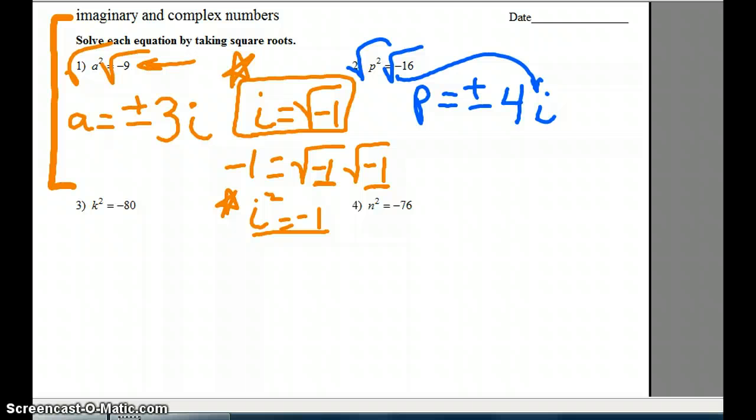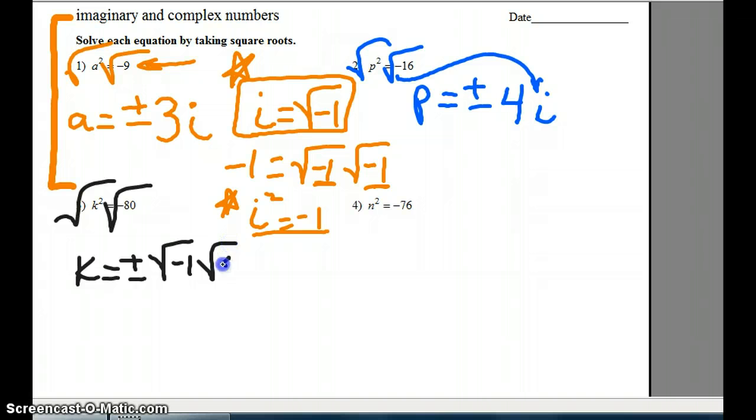Problem number 3, take the square root, I get k equals plus or minus. Think of this as taking the square root of negative 1 times the square root of 80. The square root of negative 1 by definition is an i. Oh, and here's where we're going to have to break the square root of 80 into two pieces. So the square root of 80, a perfect square: 16 times 5 is 80.